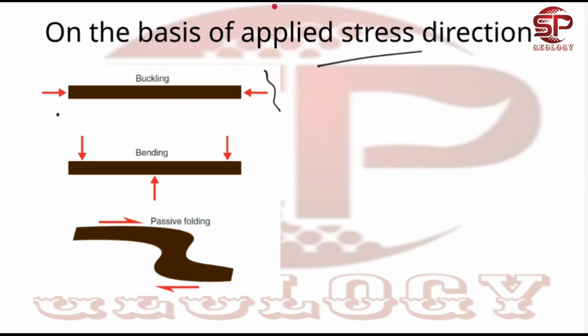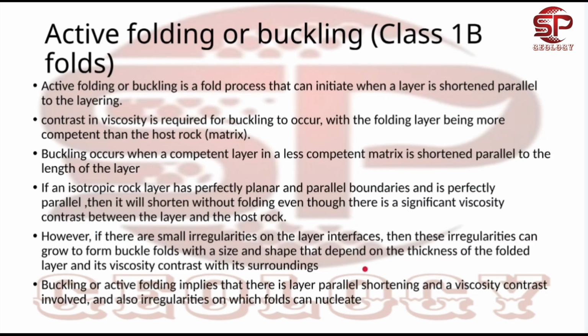So for buckling, what are the different conditions required? First, for buckling you will require competency contrast between the layers. So there must be different density or different viscosity of layers present. Another condition is surface irregularities. So viscosity contrast and surface irregularities are the required conditions for the formation of active folding during buckling.